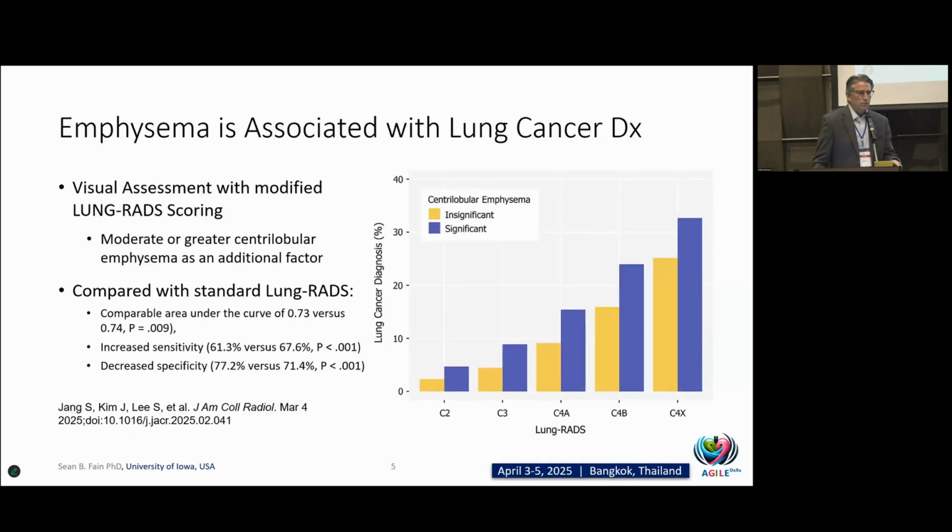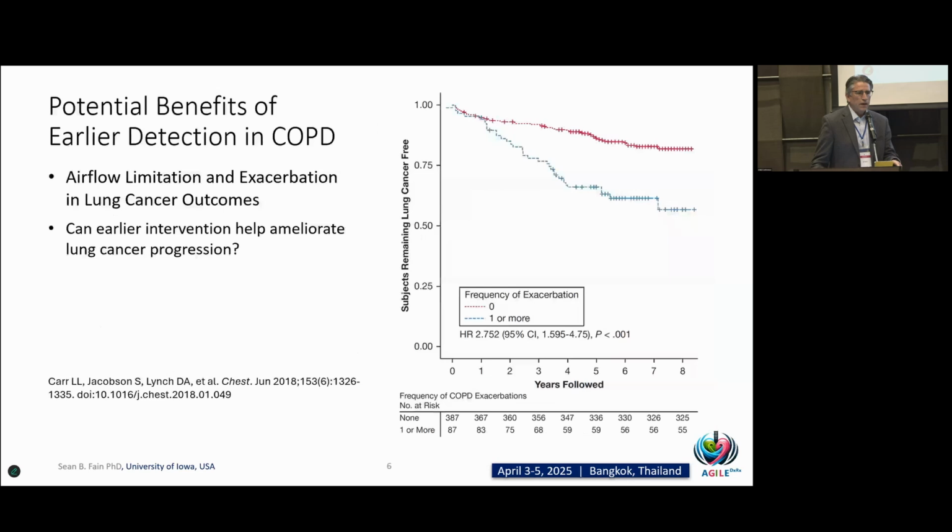So this is a recent paper that was published, which incorporated moderate to severe emphysema in the lung RADS scoring system. This study found that there was a significant fraction of more severe emphysema at all categories of the lung RADS scoring. And in addition to that, incorporation of this additional emphysema component into the lung RADS scoring improves sensitivity for prediction of lung cancer.